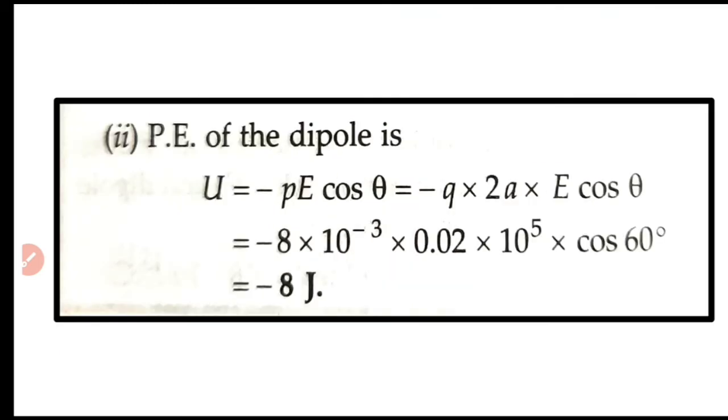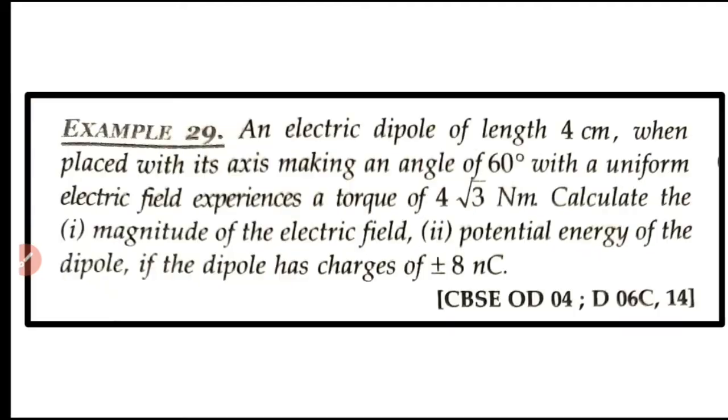Now next part, potential energy is asked. Very simple, minus PE cos theta. Theta is 60 degree. Substituting, we will get minus 8 joules.